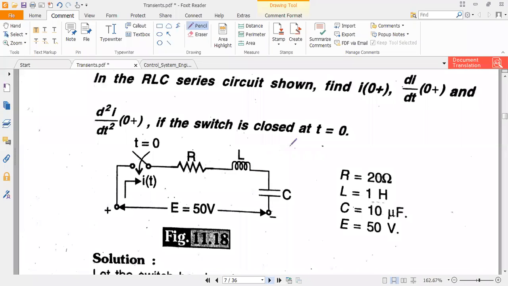So i(0-) equals 0 and v(0-) equals 0. Next, what is i(0+)? Immediately after the switch is closed. But what is the inductor property? It does not allow a sudden change in current, and the capacitor does not allow a sudden change in voltage. Sudden or instantaneous, whatever it is, both the instantaneous change in current and in voltage are not allowed. So even at 0+, the current flowing through the inductor is 0 and the voltage across the capacitor is also 0.